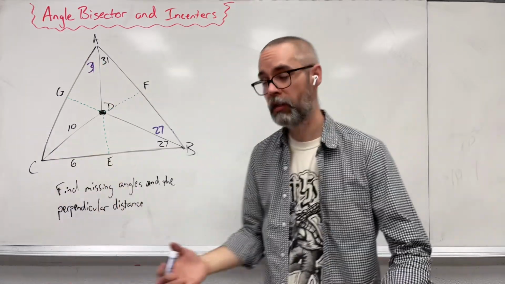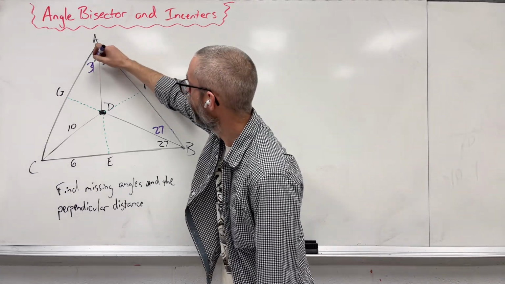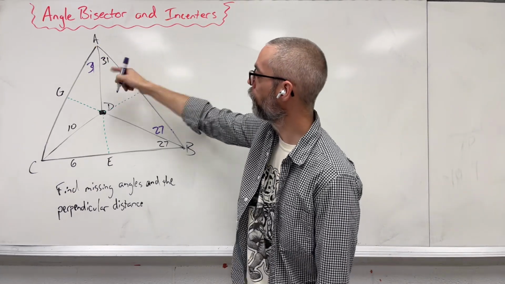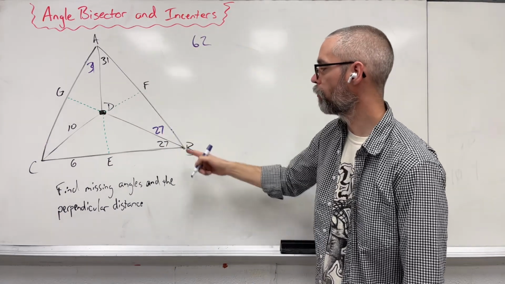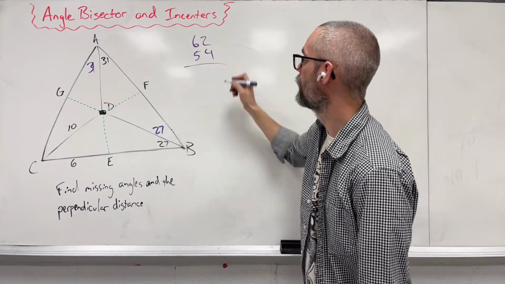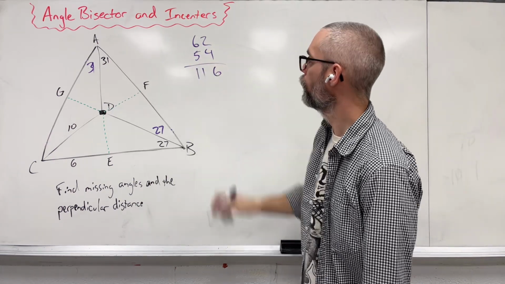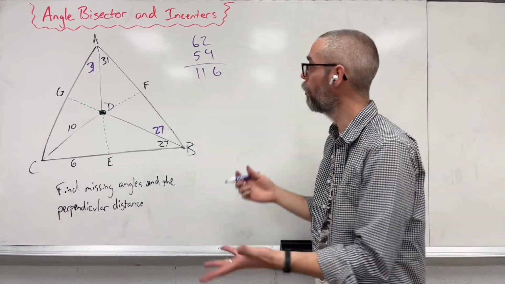This also gets split into two equal parts, but we need to figure out what that is. So let's take these two. So we have 31 and 31, giving us 62. Down here on the bottom, on angle B, we have 40, 54. Together, when we add them up, we get 116. And the whole triangle adds up to 180, all those angles.